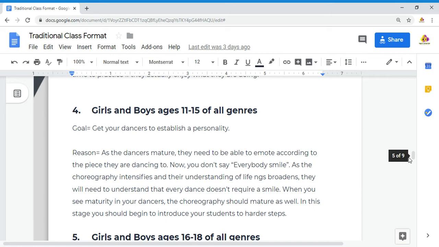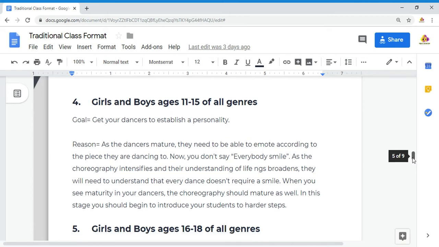So this is something you really want to focus on with all the other things that they've learned, okay? You really want them to become the all well-rounded dancer. And that's like the cherry on top to make a good dancer and good performer.